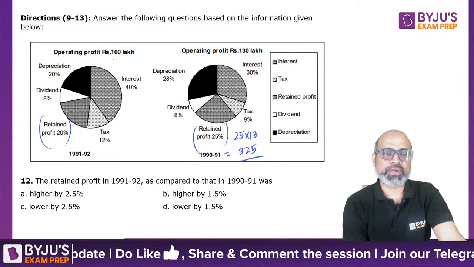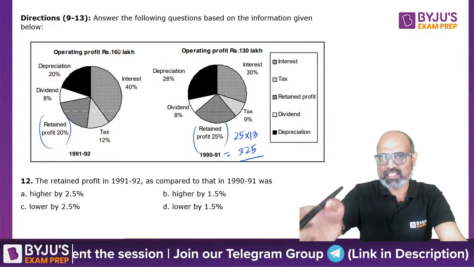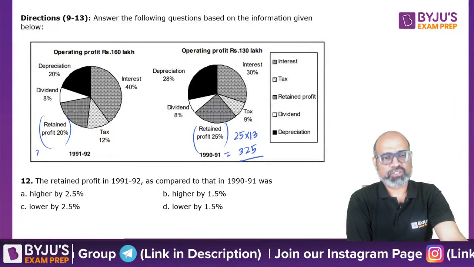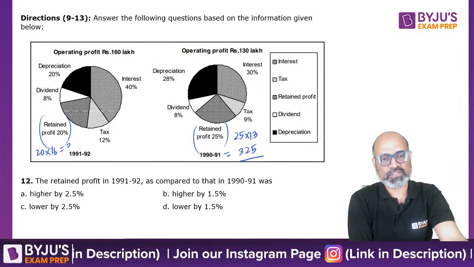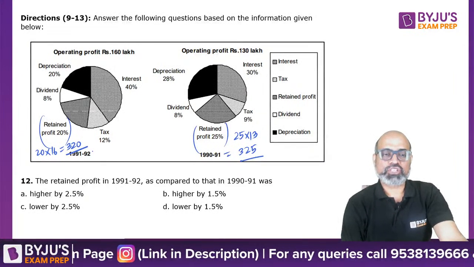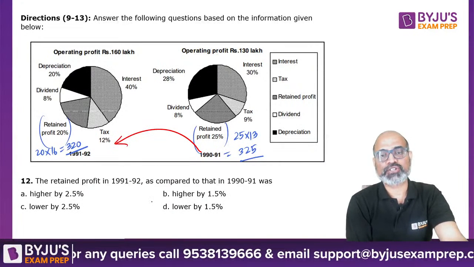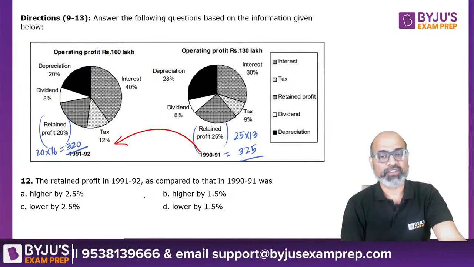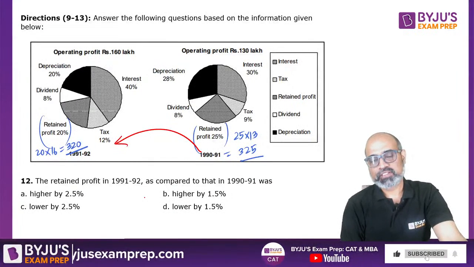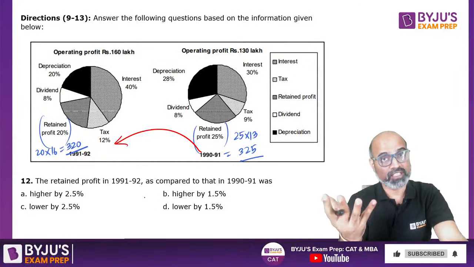And if I calculate 20% of 160, which is saying 20 into 16, just like here we did 25 into 13, here do 20 into 16. So this is going to be 20 into 16, which will give us 320. Now the question is whether the retained profit in 1991, as in the base is 325, was higher or lower. It was definitely lower in terms of magnitude as well as percentage.